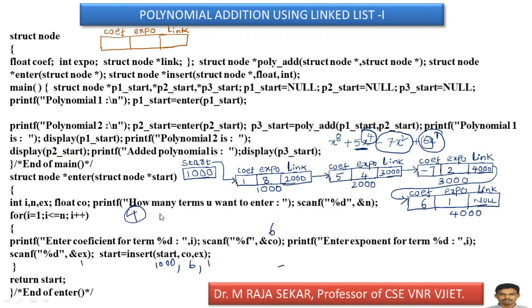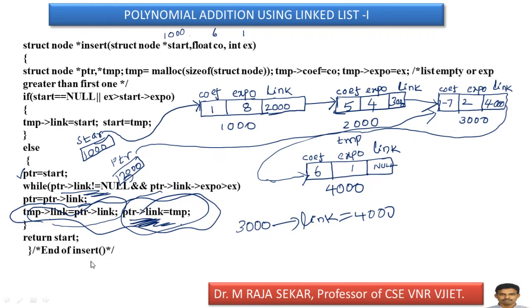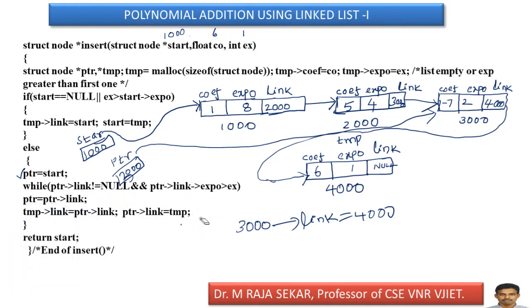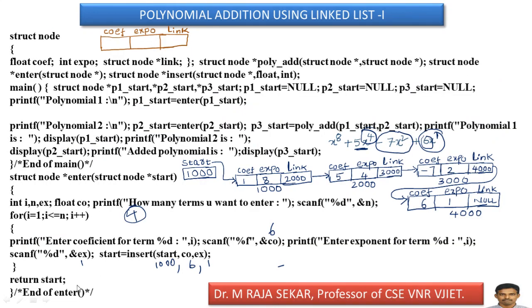Now I becomes 5. Let me erase all this. Now this can be erased. Anyway, let me choose pen. Where can I go? Yes, here I value becomes 5. I is 5, your n is 4, 5 less than or equal to 4, false. The for loop is terminated. Return start.